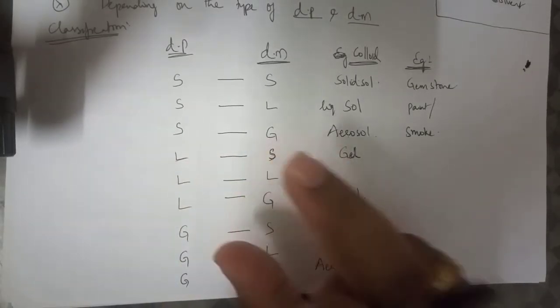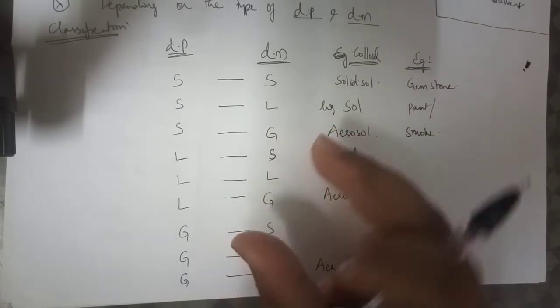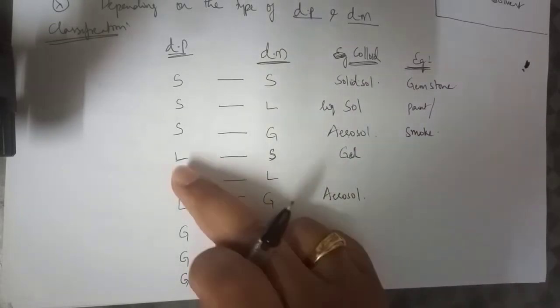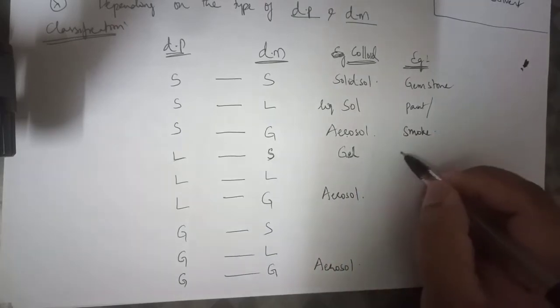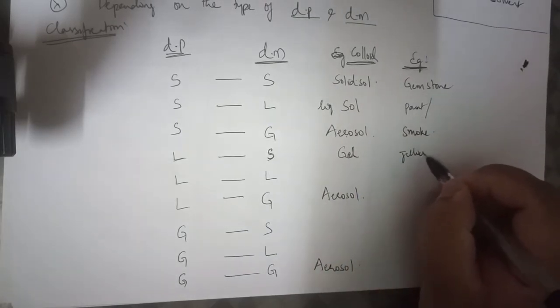Fine. The hair gel that you use, when you take it out, it looks solid, but actually it is not solid. It is a liquid dispersed in a solid. So that is called gels, and the best examples, as I said, are jellies and cheese and all.